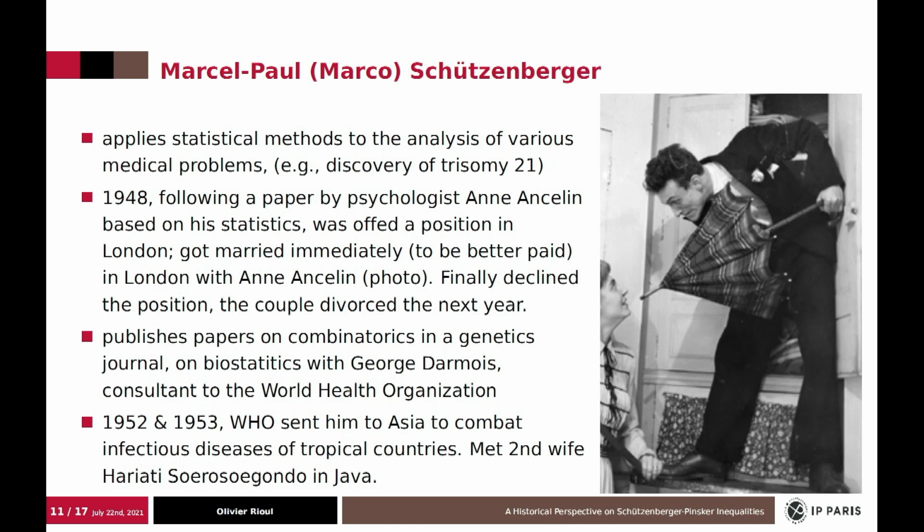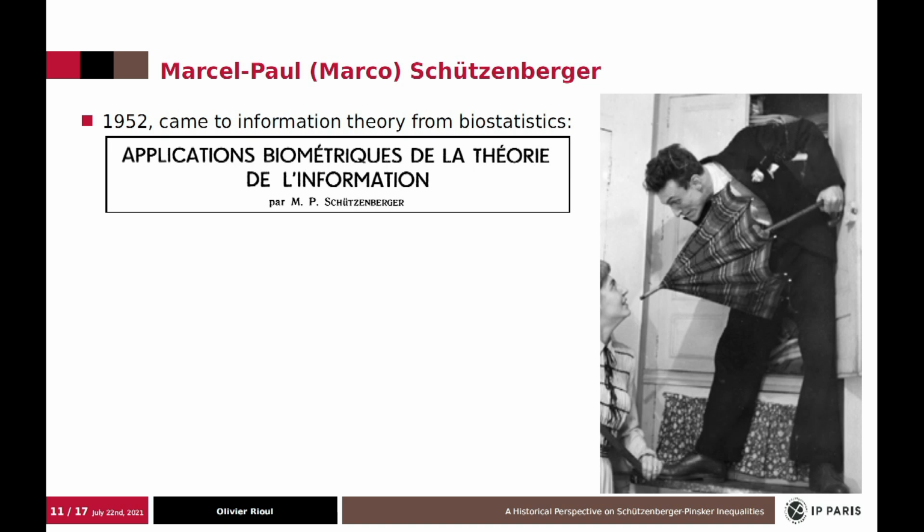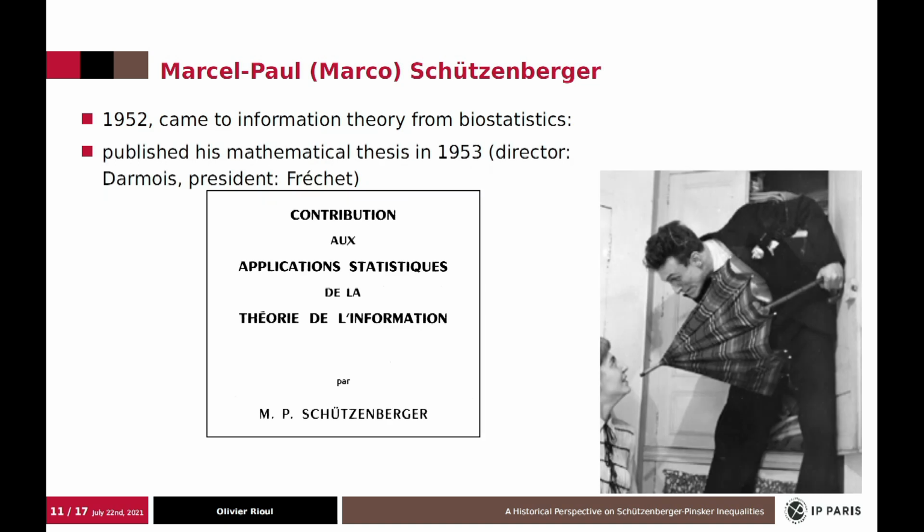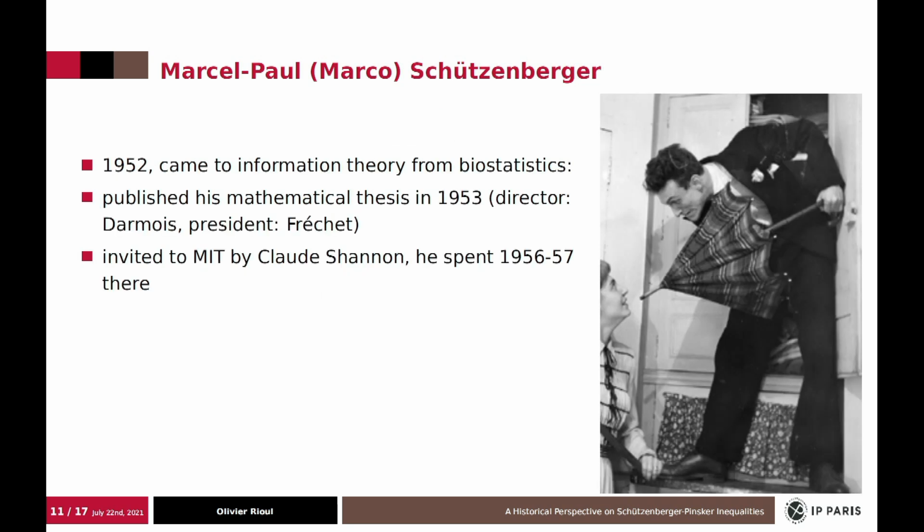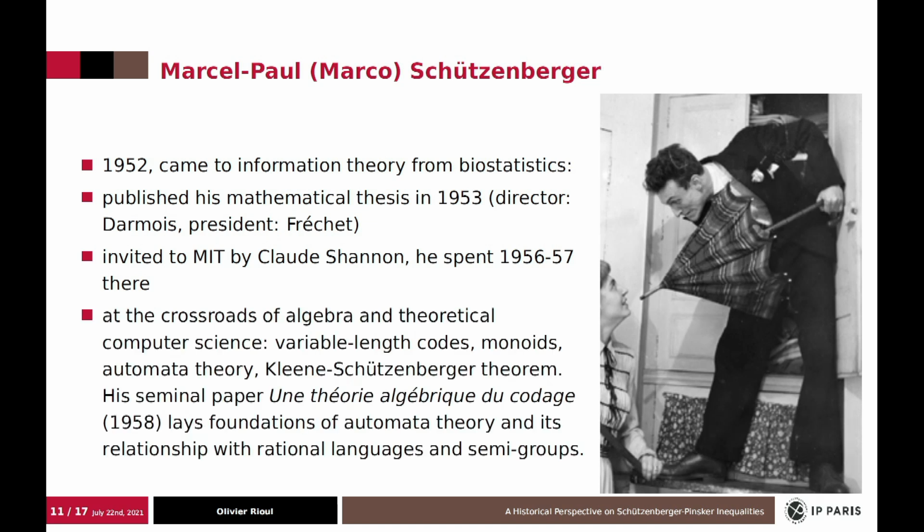So, so many things happening for this guy, right? And it's not over. In 1952, he came to information theory, from biostatistics, and published his first paper on information theory, and he defended his mathematical thesis advised by Darmois and with President Fréchet on a contribution to the statistical application of information theory. And from this thesis, he was invited by Claude Shannon at MIT, where he spent the year 1956, 1957. And so he did many other things, like variable length codes. He's known for automata theory. He's known for the Kleene-Schützenberger theorem, and for so many things. All right. Very interesting character.